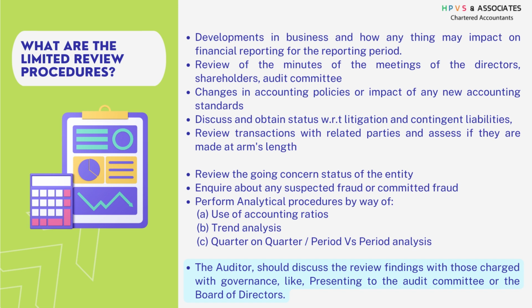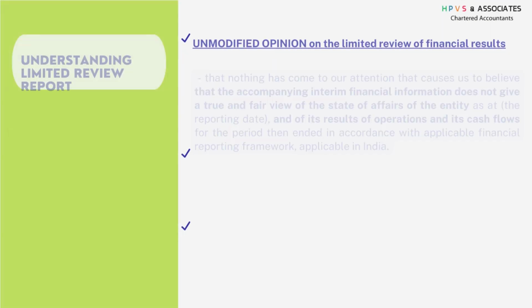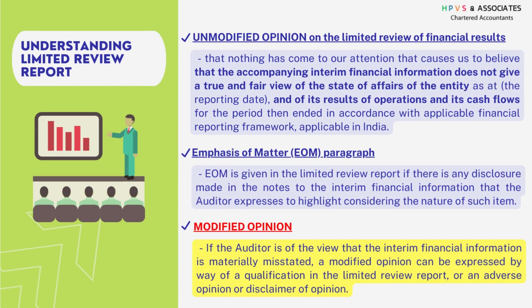The auditor should discuss the review findings with those charged with governance, like presenting to the audit committee or the board of directors. The concluding opinion of the auditor on completion of review can be an unmodified opinion with a separate paragraph emphasis of matter, or modified opinion if the auditor is of the view that the interim financial information is materially misstated, or an adverse opinion or disclaimer of opinion.